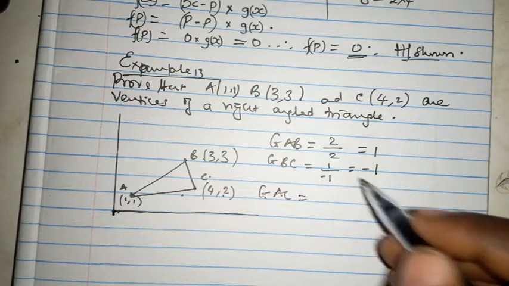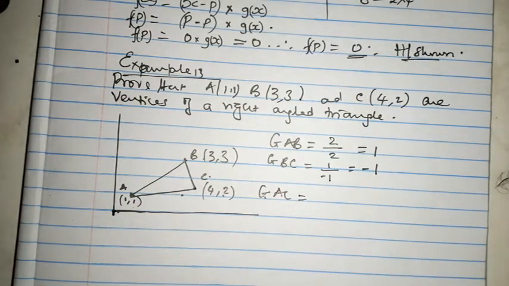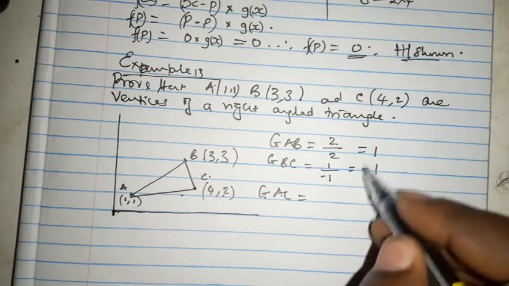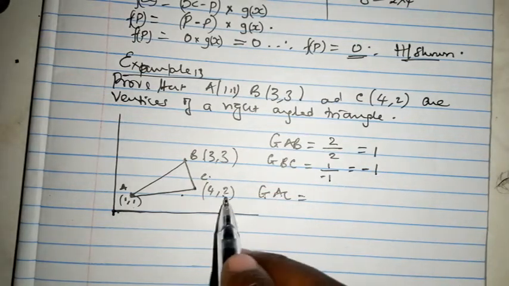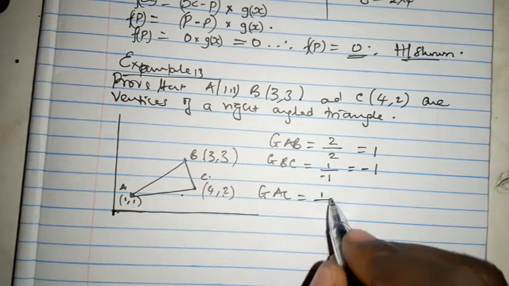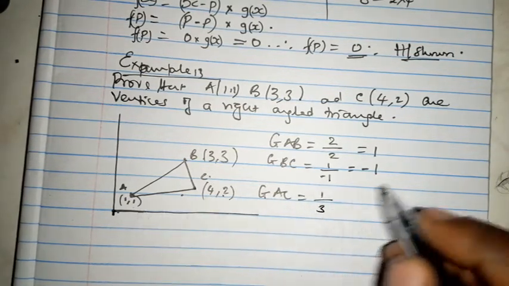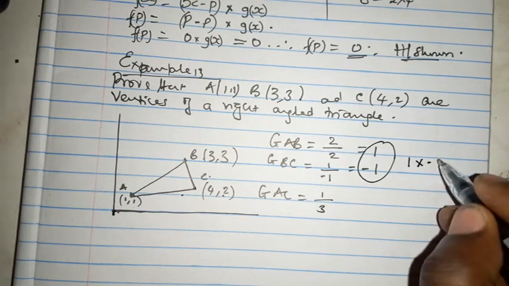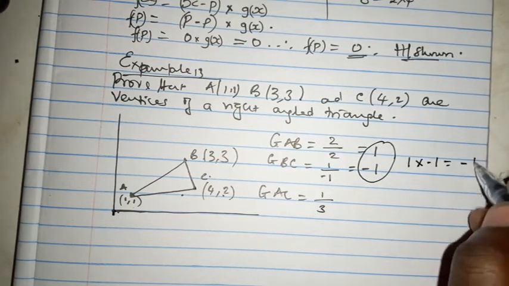Even before we go further, we could get the gradient of AC, assuming that we have not seen this one, but we are going back to this because our explanation lies in the product of the two. Change in y over the change in x: 2 minus 1 is 1, 4 minus 1 is 3. If you look at the two gradients, 1 times negative 1 is equal to negative 1.